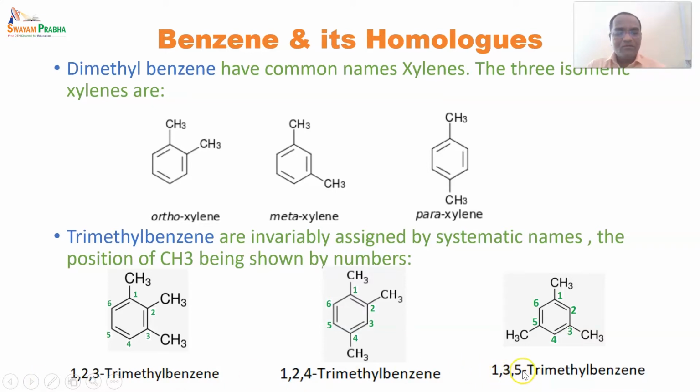After that, 1, 3, 5: first position, third position and fifth position. So it has been substituted at both the metas. So it is said to be 1,3,5-tri, indicating 3 methyl groups, methyl and the basic structure that is benzene. So this is a class of trimethylbenzene.